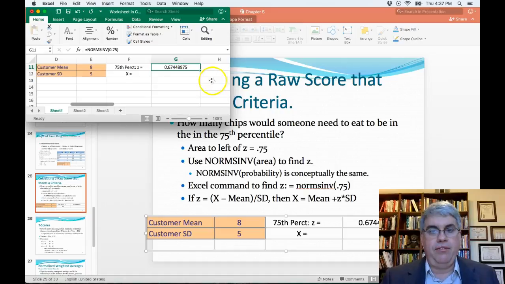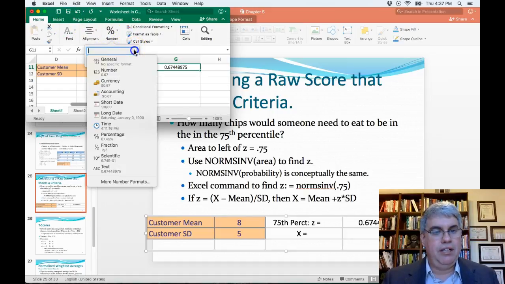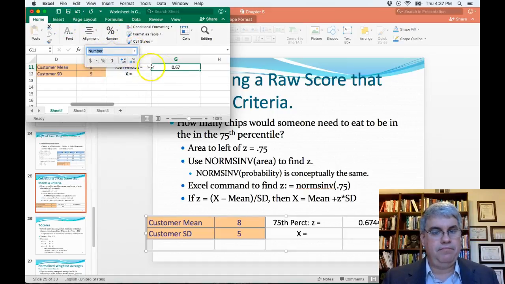So someone that has a z-score of 0.674, actually, let's change the number formatting of that to something easier to read. So I'm going from Home to Number to General to Number. So a z-score of 0.67 corresponds to the 75th percentile.